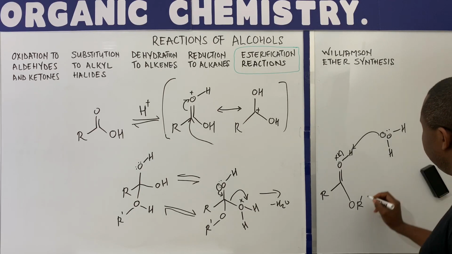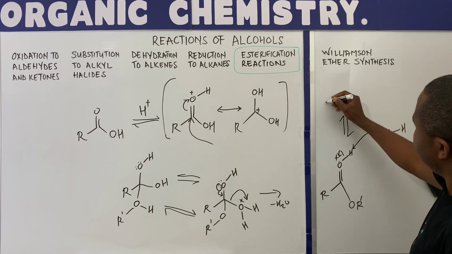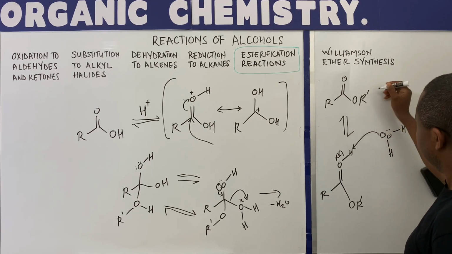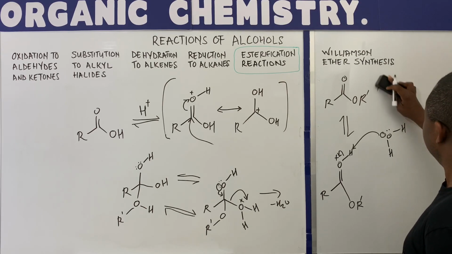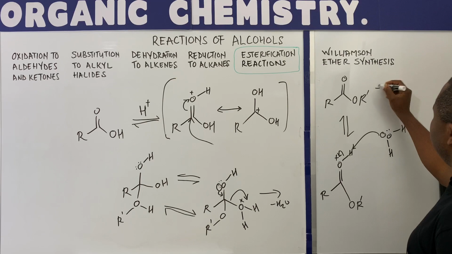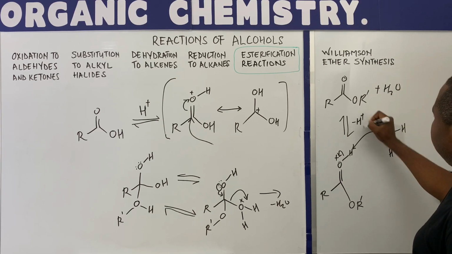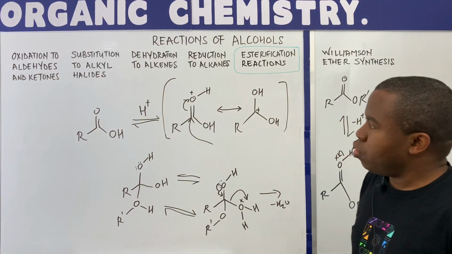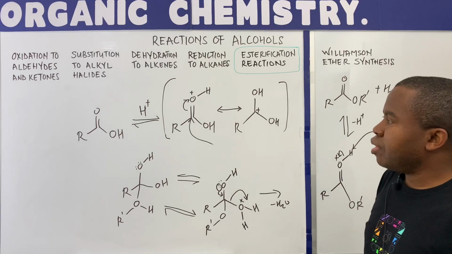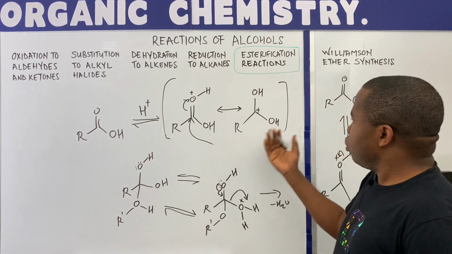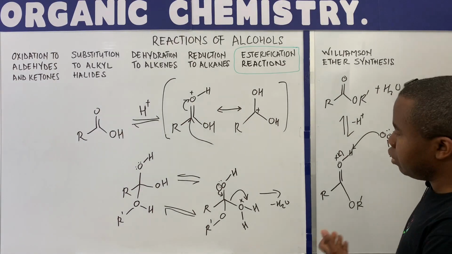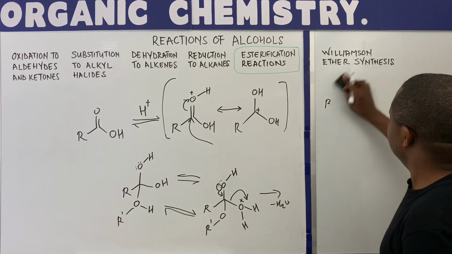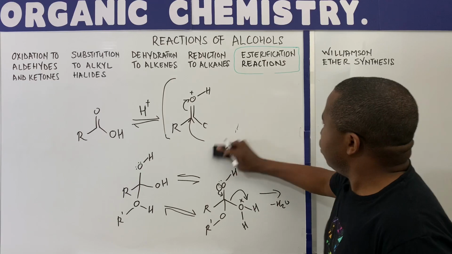Let me draw it here. We have this, which is our final product, plus water, and that is minus H plus. So that is how we can convert alcohols to esters. Basically, alcohols react with carboxylic acid to form ester, and that is how the reaction happens. It's an equilibrium reaction.